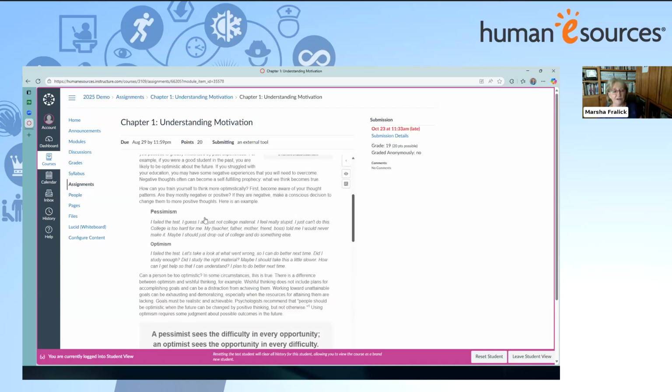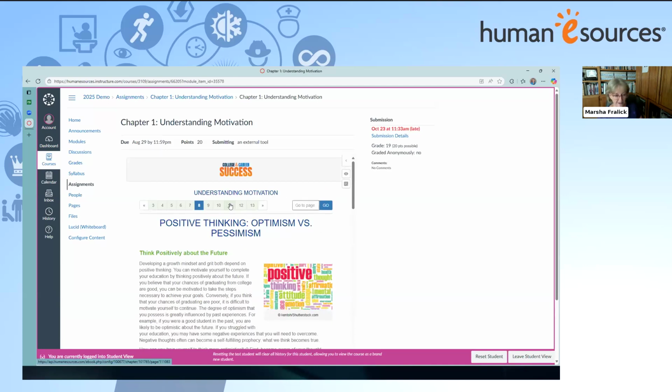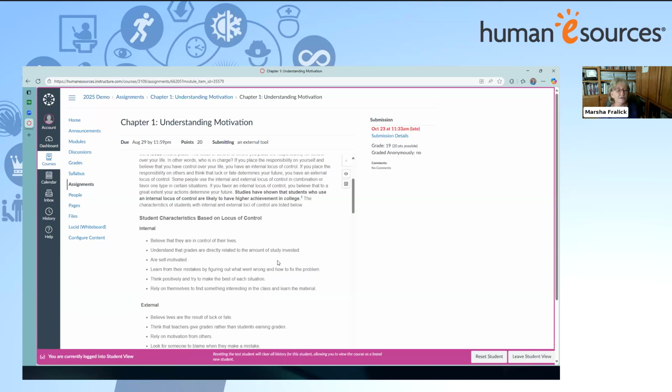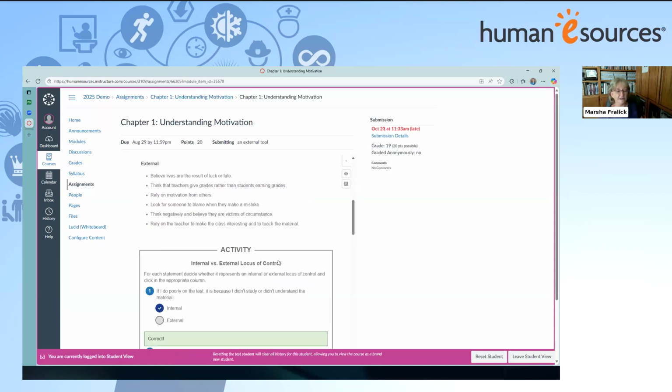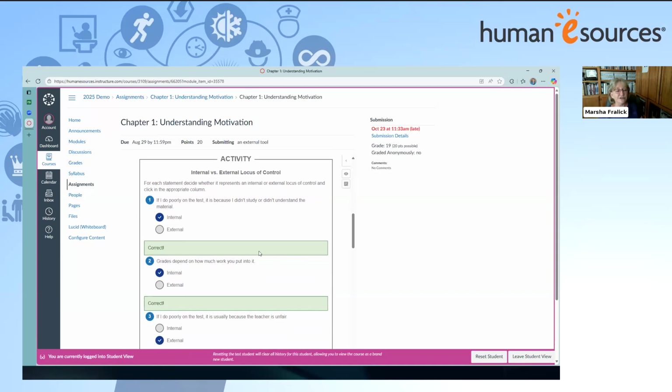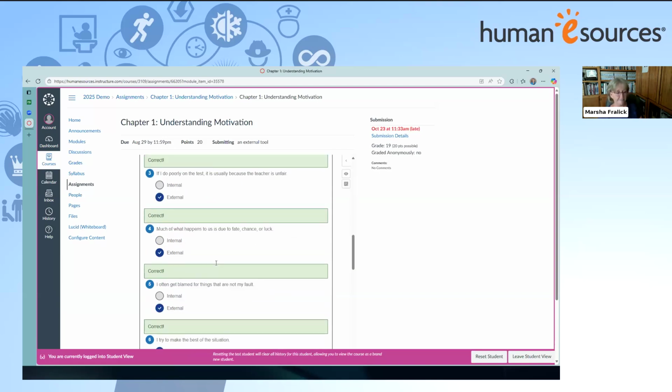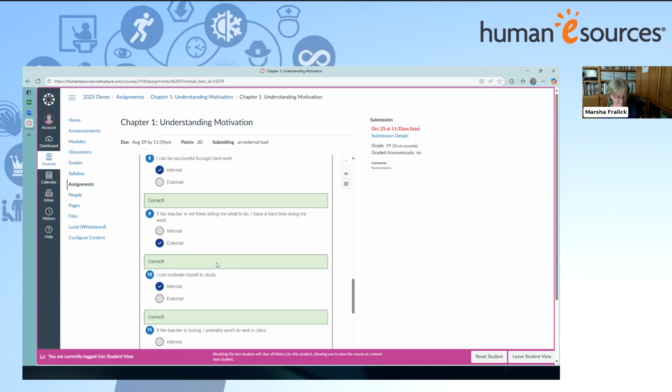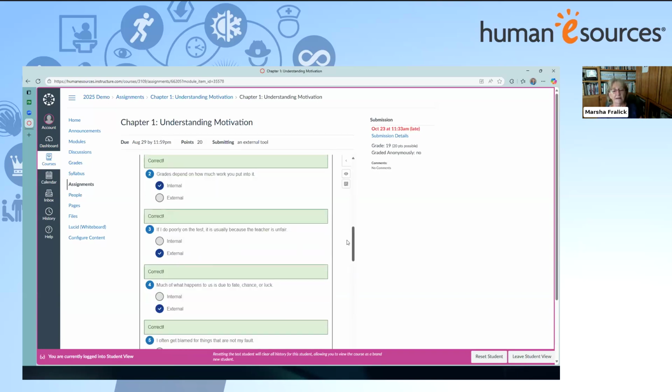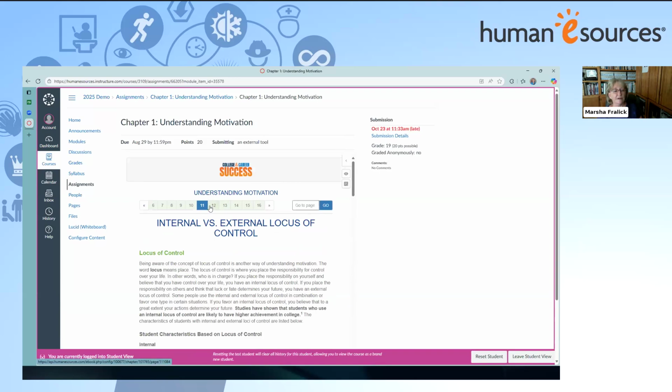Maybe just a couple more pages here and then I'll move on. Let's move on to this one, locus of control. Who's in control? Is it internal or external? And here's some sample statements, and students are to judge whether it's internal or external. If I do poorly on the test, it's because I didn't study or didn't understand the material. That's internal locus of control. And again, immediate feedback. This one's already graded, so it says correct. And then there is a summary page.